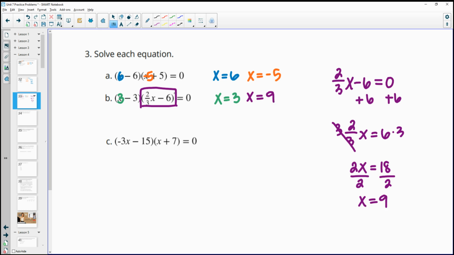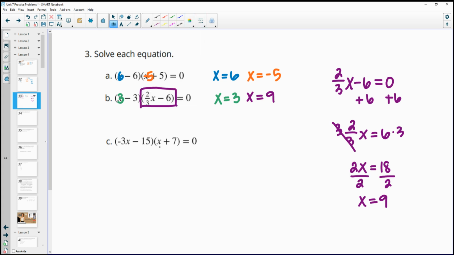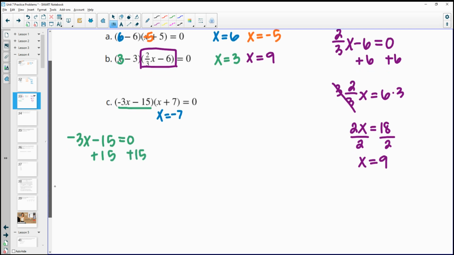Then in part C, again, this second one is maybe easy to decide that x would equal negative 7 here, so that this equals 0. And then maybe we want to solve the equation for this one, because this one is less easy to just see immediately. So then we could say negative 3x minus 15 equals 0. We could add 15 on both sides so that we get the x term by itself, because negative 15 plus 15 is 0. So we get negative 3x equals 15.